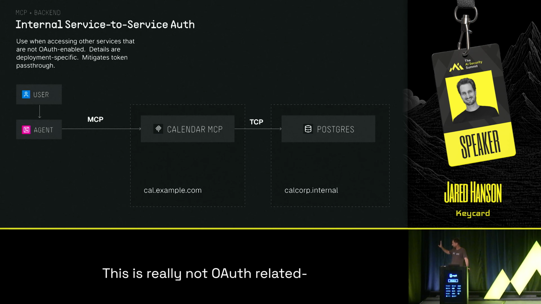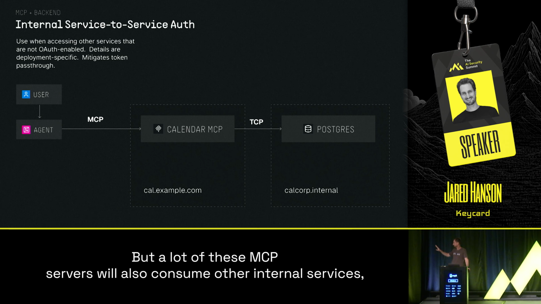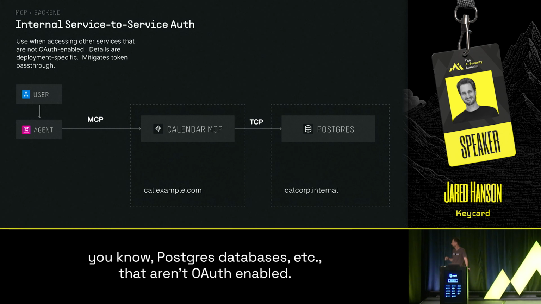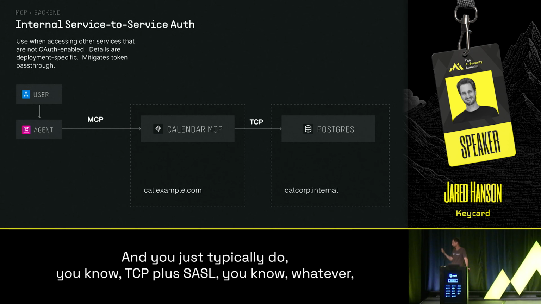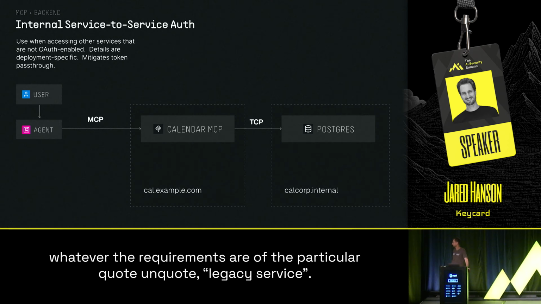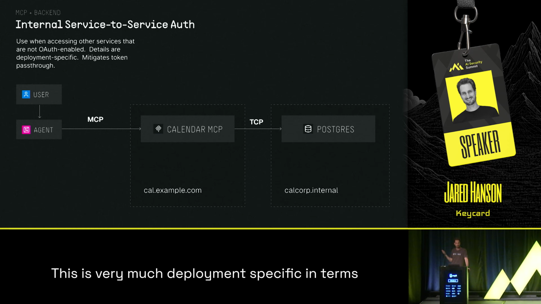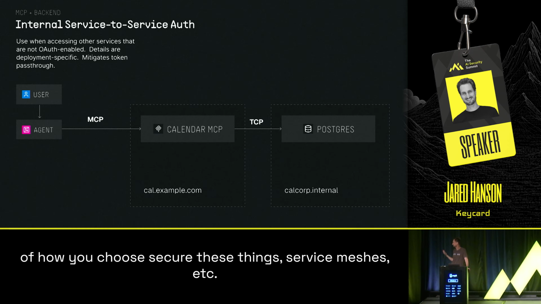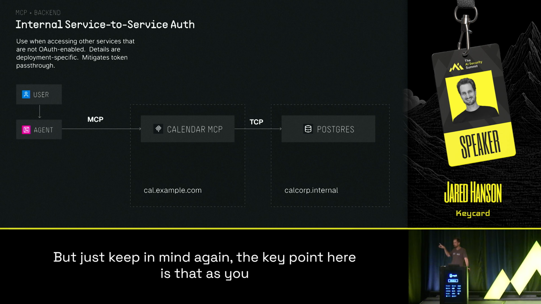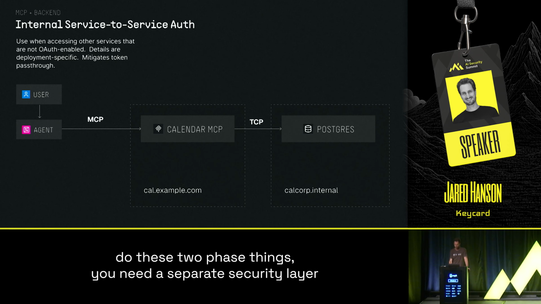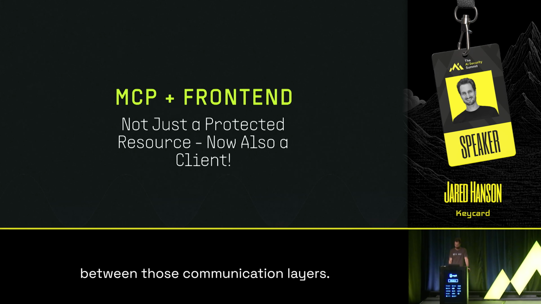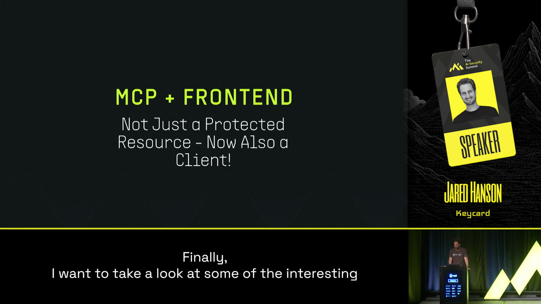And then, this is really not OAuth related, but a lot of these MCP servers will also consume other internal services, Postgres databases, Redis, et cetera, that aren't OAuth enabled. And you just typically do TCP plus SASL, or whatever the requirements are of the particular quote unquote legacy service. This is very much deployment specific in terms of how you choose to secure these things. Service meshes, et cetera, are common. But just keep in mind, again, the key point here is that as you sort of do these two-phase things, you need a separate security layer between those communications layers.